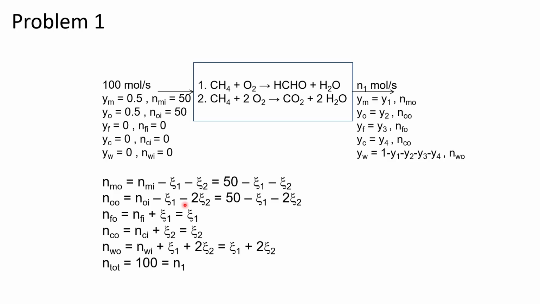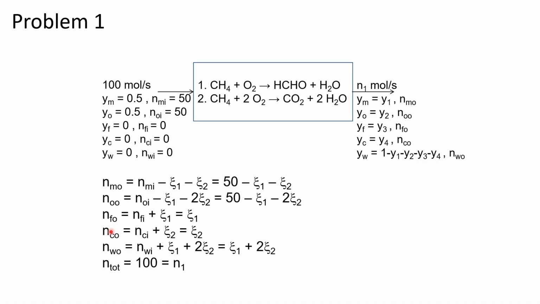We go through the same considerations for the second. Oxygen is a reactant, so we'll use a minus in the second reaction. The coefficient in the second reaction is 2, so we'll put a 2 here, and multiply by the extent of the second reaction. And we'll simply plug in the known flow rate of oxygen coming in, which is 50, the molar flow rate.